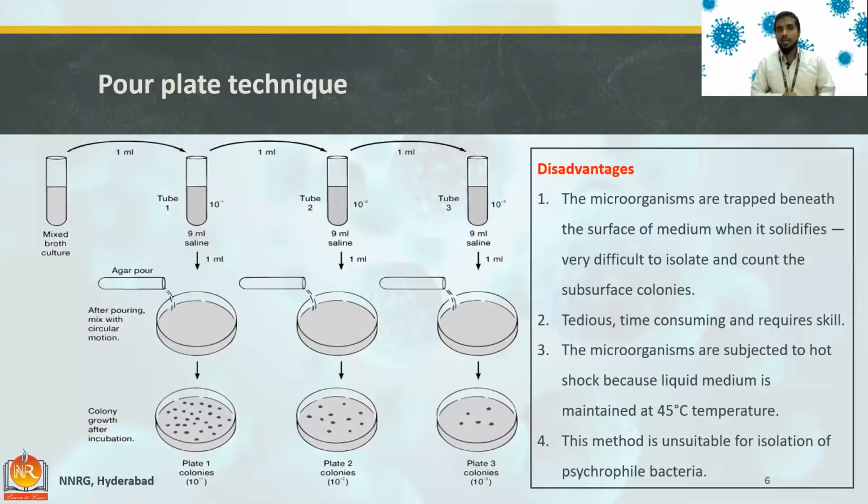Such bacteria, if added to the Newton medium, which is at 45 degrees centigrade, and added to the petri plate, what happens? Because of the high temperature, they will be destroyed, right? So this method is not suitable for such kind of bacteria. So I just said this method is unsuitable for isolation of psychrophilic bacteria. So this was the pour plate technique.